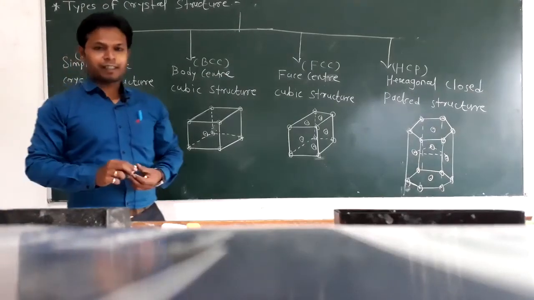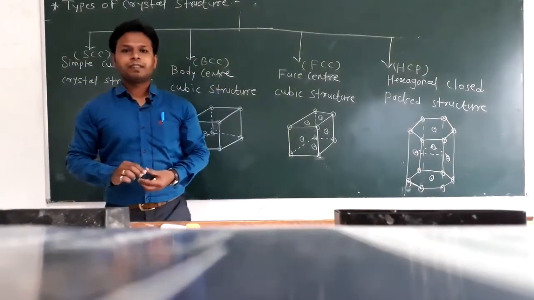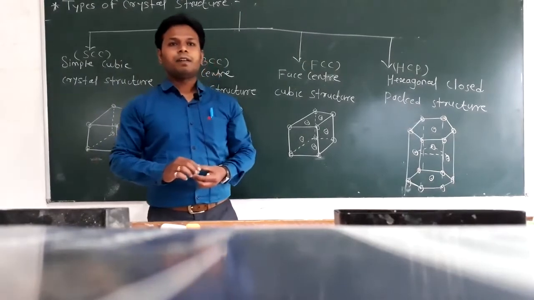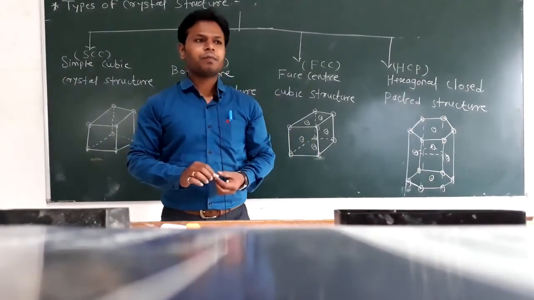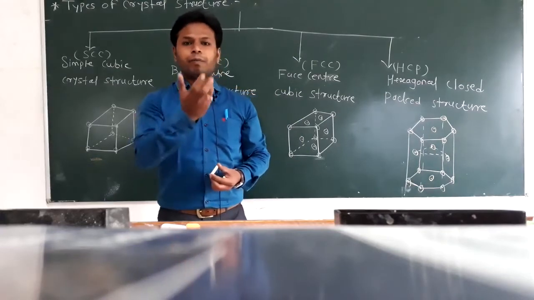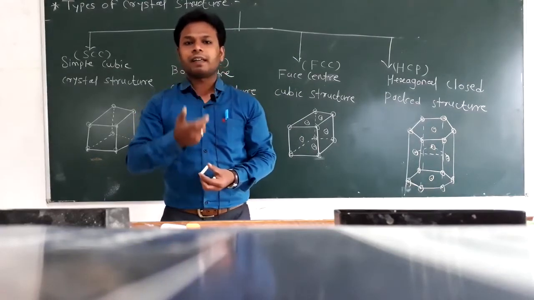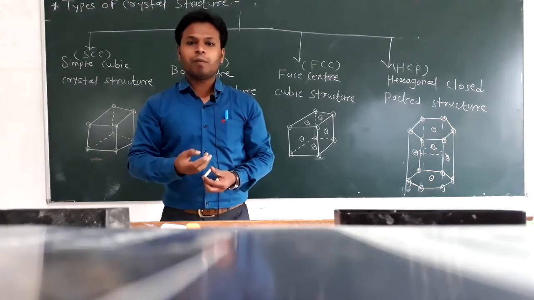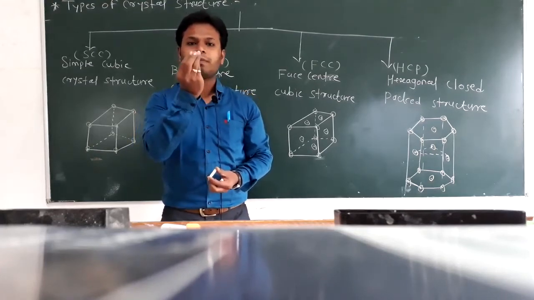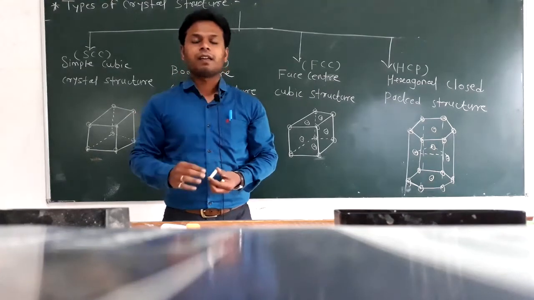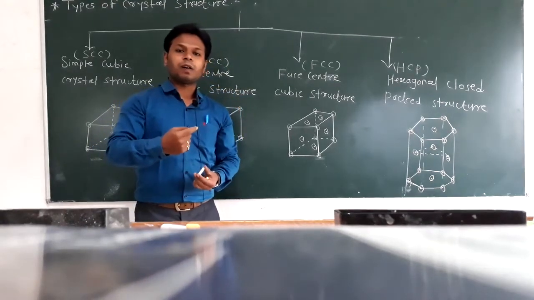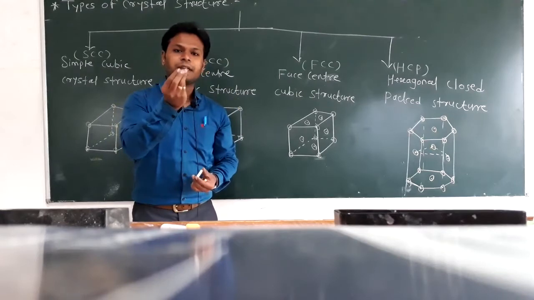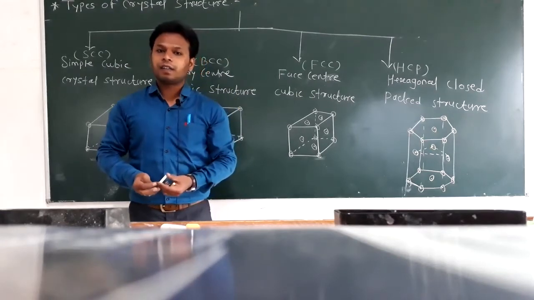Hello friends, in a previous lecture we have seen different types of crystal structure. What is crystal structure? Suppose we have to make one product or one material. It is a combination of different microstructures of that particular material. The combination and repeating patterns of small atoms is called crystal structure.